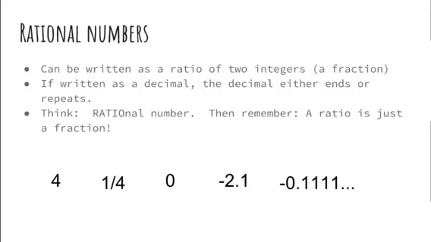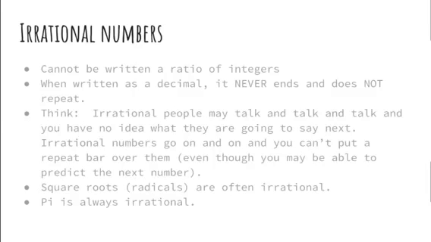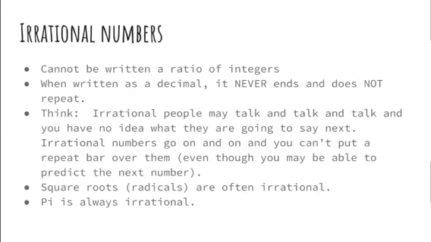Let's see, the opposite of rational is irrational. Irrational numbers cannot be written as a ratio. When they are written as a decimal, the decimal never ends and it does not repeat.